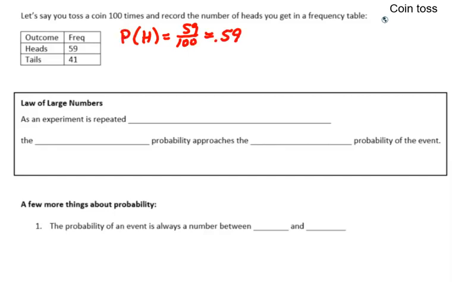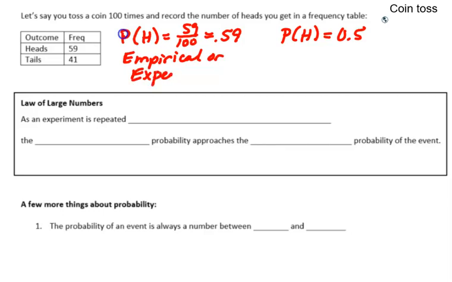But you say, wait a minute, no, isn't the probability of heads 0.5? Don't we have an equally likely chance of getting a head or a tail? Both of those are true. One of these is called the empirical or experimental probability. This is the second method. We're getting this from data. So that's the empirical or experimental probability.